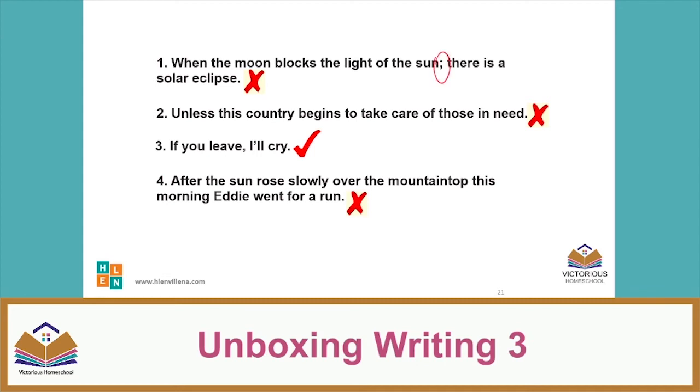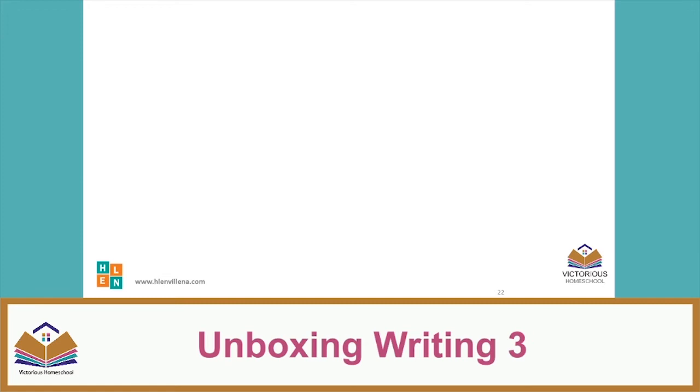For number 1, this is wrong because you cannot use a semicolon to separate "when the moon blocks the light of the sun" from "there is a solar eclipse." For number 2, if you take out "unless" here, this sentence can actually be correct. And number 4, you are missing a punctuation mark to make it correct. So let's talk about clause first to get to the heart of the matter.